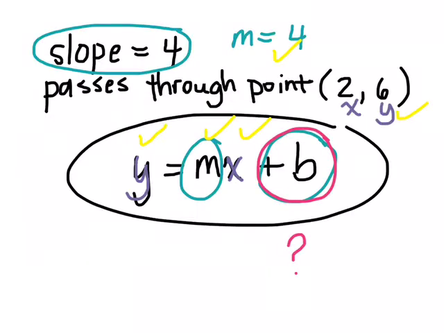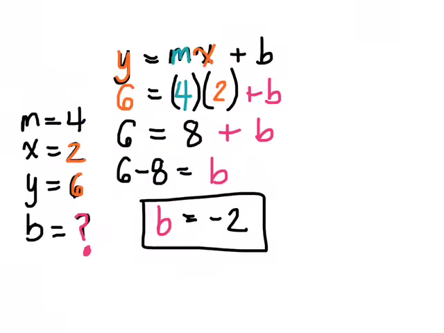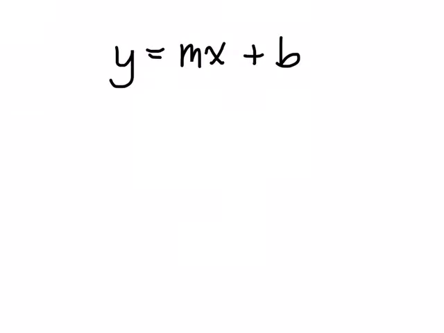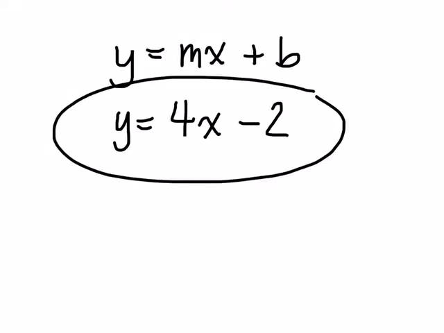Okay, so let's go back to the original question. The question said to find the equation of this line. Remember we talked about in order to write an equation of a line, you have to replace m and you have to replace b. Well, we knew m was 4 and we know b is negative 2. So can we plug that in and write our equation of the line? Okay, so what's the equation then? When I replace m, it was 4. So y = 4x, and what was b that we just solved for? Minus 2. And that's the equation of the line that they gave us.